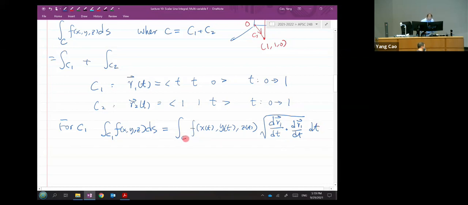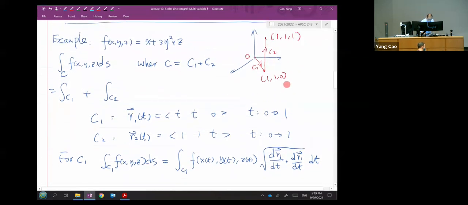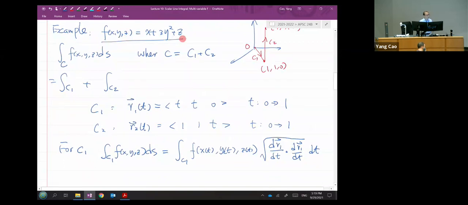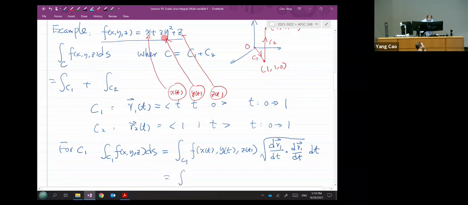Okay, so let's see what the results of the manipulation will be. Your function f is given over here. So time to play the game of replacement. This is x of t, y of t, z of t. So I'm going to replace x of t over here, y of t over there, z of t over there. So this whole thing with the replacement becomes t plus 3t squared plus 0.